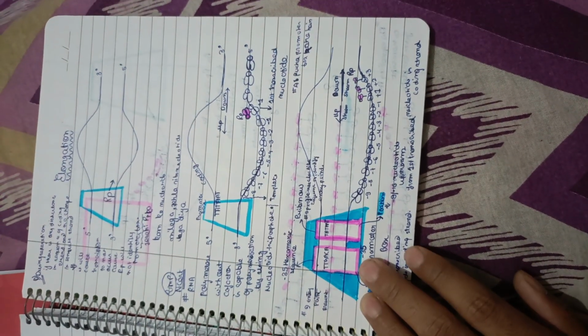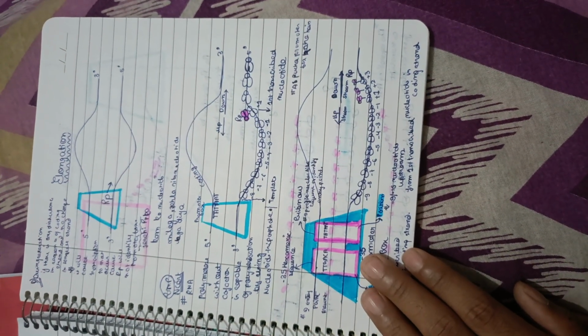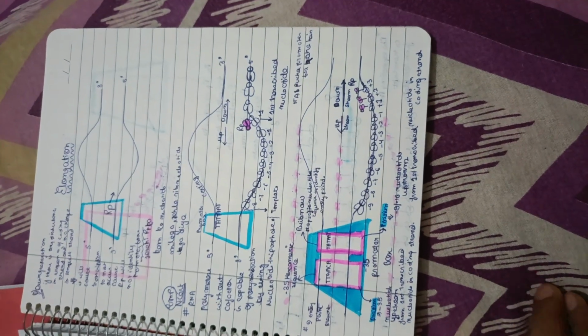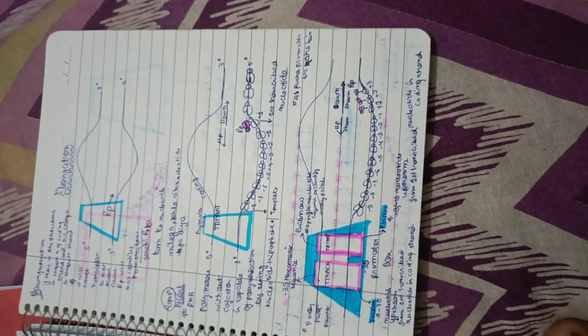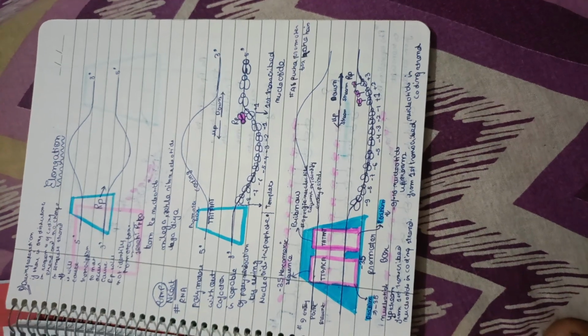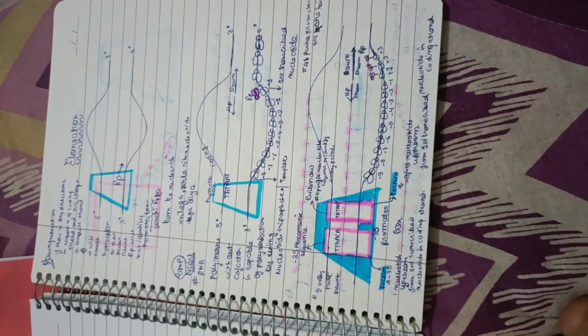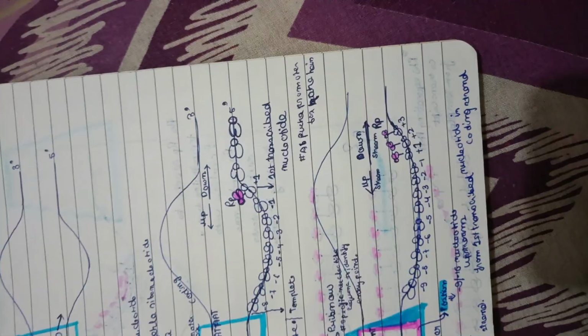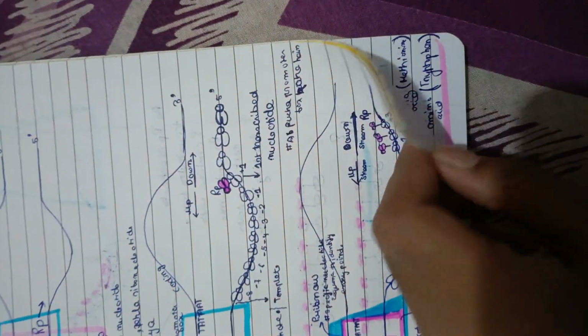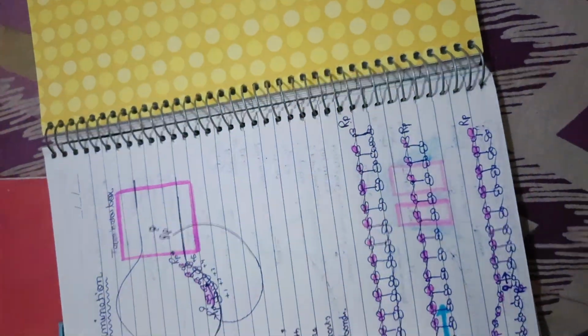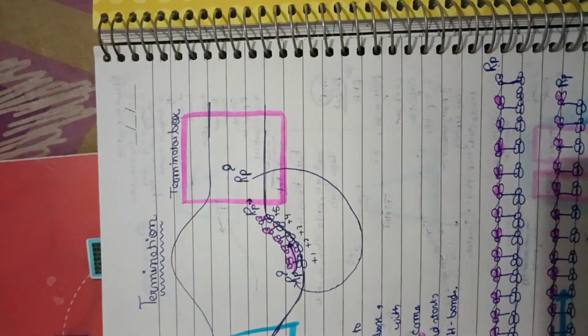Okay, the entry point is where the sigma factor first recognizes the sequence and binds to the DNA sequence to initiate the process. Okay, so in the next step, what happens? See, next is the termination.